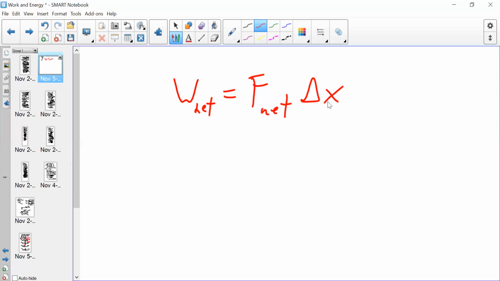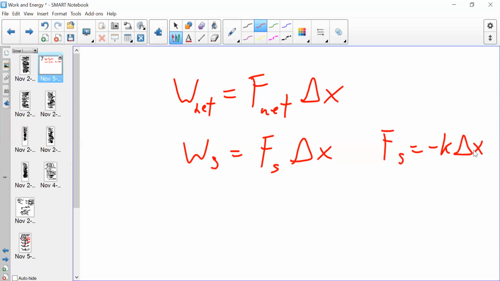The work done by the spring would then be the force of the spring times displacement. All right, and we already know that the force of the spring is going to be negative k delta x. So this becomes negative k delta x times delta x. You might say to yourself, okay, well, this is going to be negative k delta x squared, right?